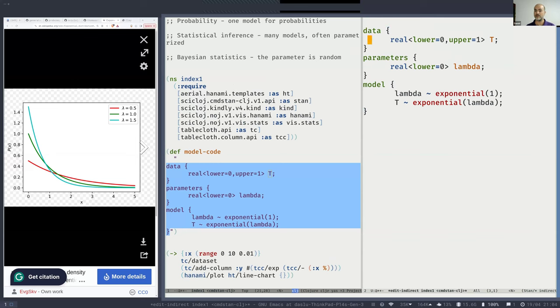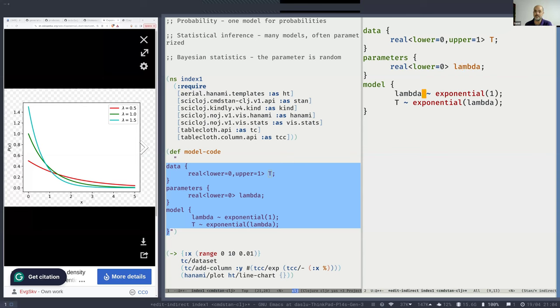So what do we have here? We have T. T is the time waiting for the bus. Lambda is the unknown parameter behind it, saying basically how many buses are expected to pass per hour. That's the interpretation of lambda if you are thinking in terms of this Poisson process. If you like this notion, we can talk about it another time.